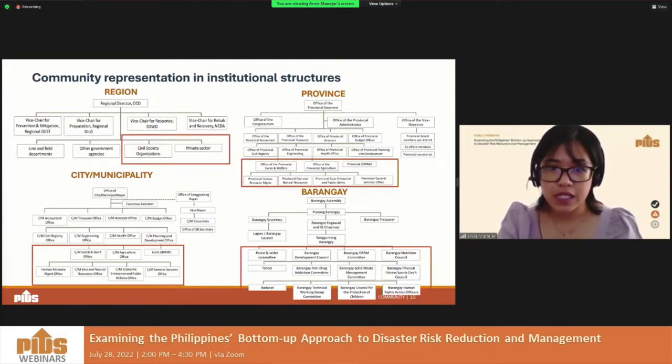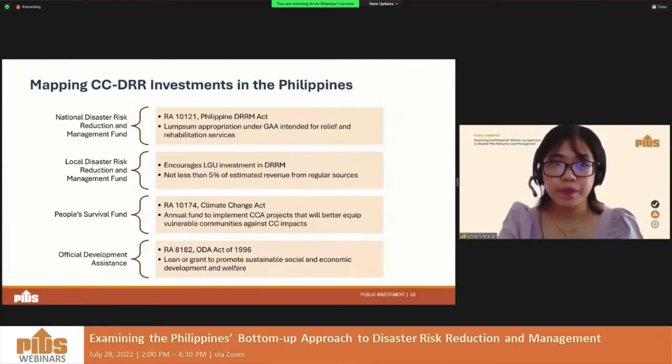So these structures show that hindi talaga nare-replicate yung 4 pillars beyond the regional level. So what are the existing climate change and DRR investments in the Philippines? What are our possible sources?